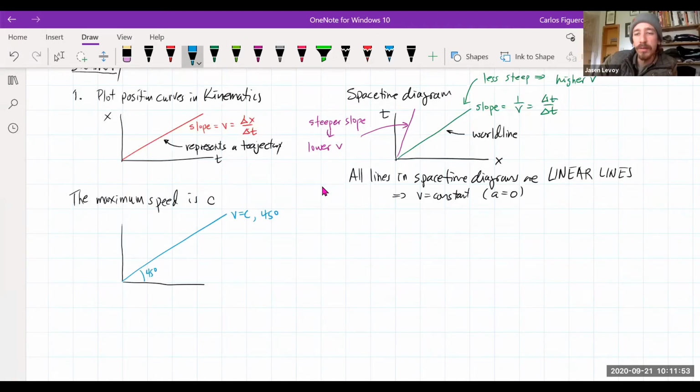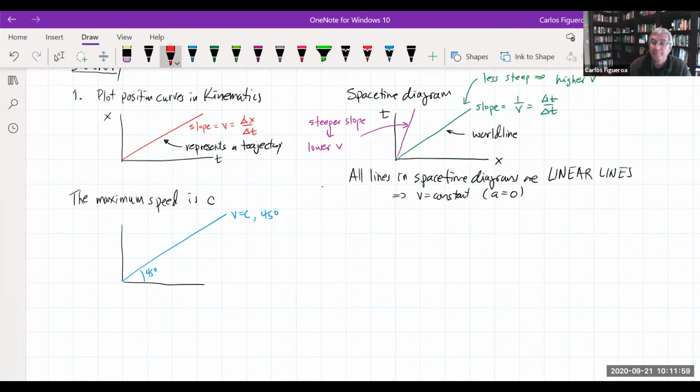So any world line. Delta t over delta t, you meant delta t over delta x. Say that one more time. You put slope as 1 over v, and you meant to put delta. Oh, yes. Thank you. Yeah, that should have been delta x. Oh, man. Thanks for the correction. Sure.